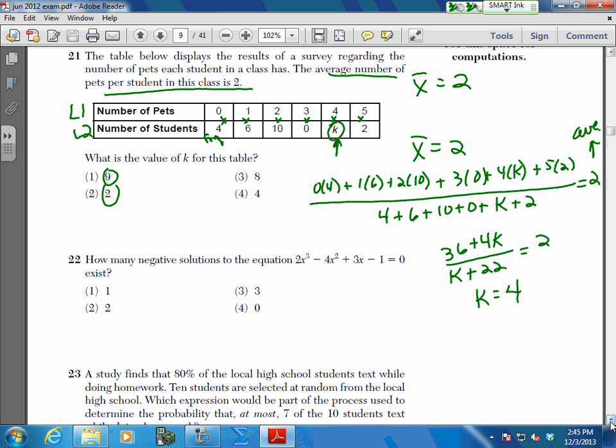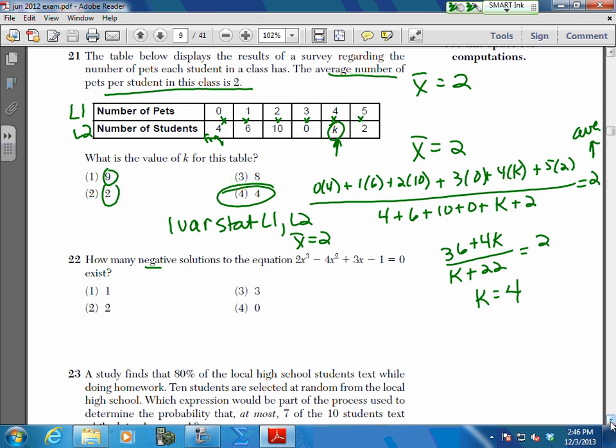I think it's easier to do the L1, L2, and plug each one in and do a one-var stat. And make sure you do L1, L2. When your mean says 2, you got the answer.